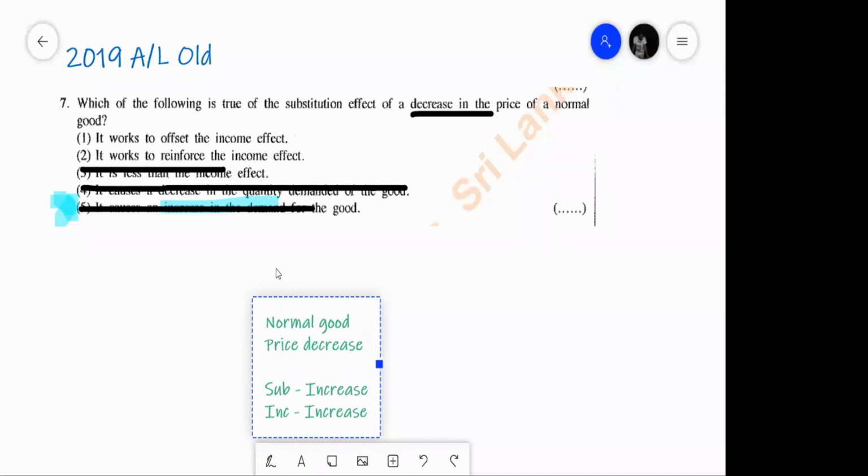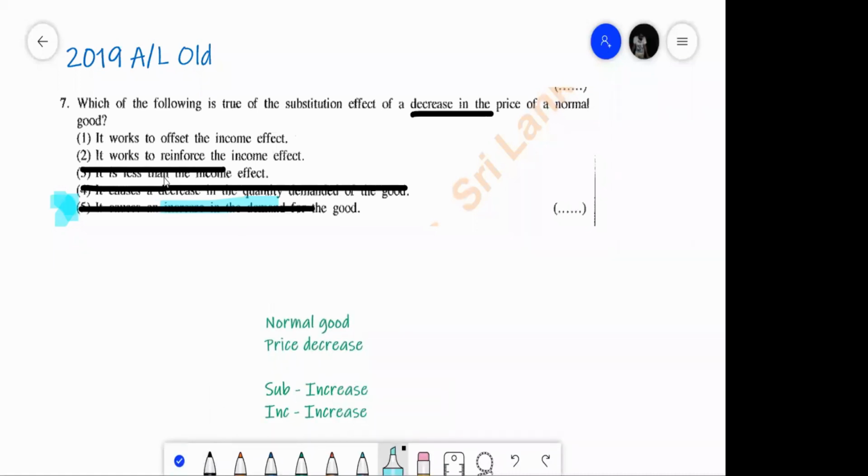What is the substitution effect doing? They are also saying increase. They are reinforcing. Reinforce means I'm supporting that thing, I'm also making sure that it's happening. So the answer there is number 2. A little bit of a tricky MCQ, not number 1.